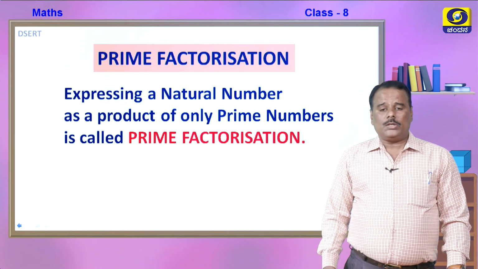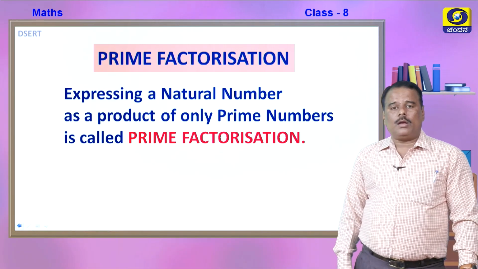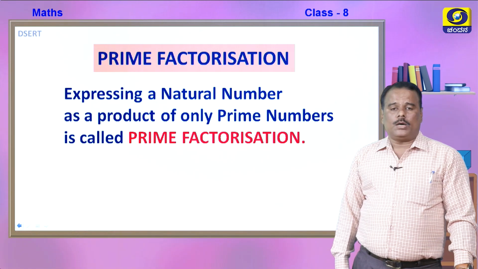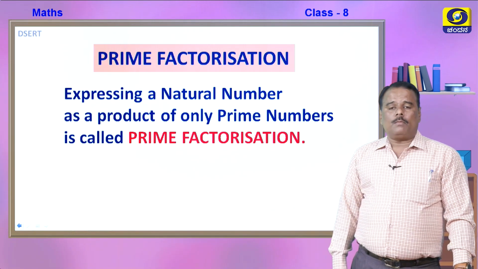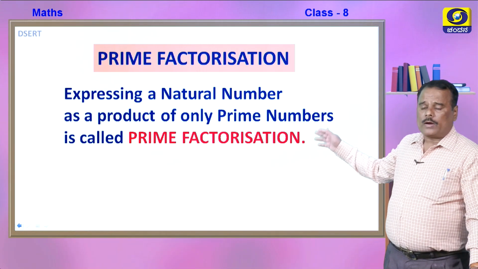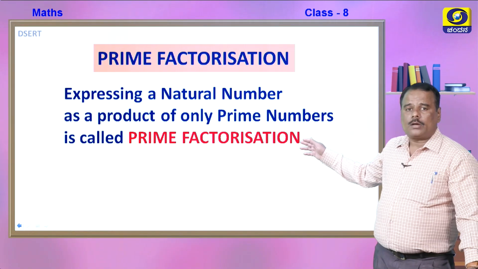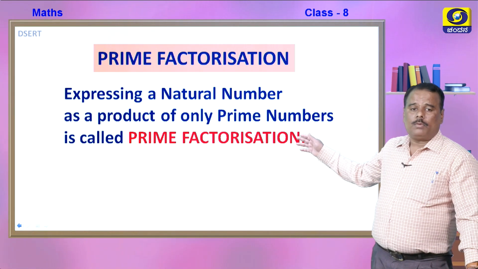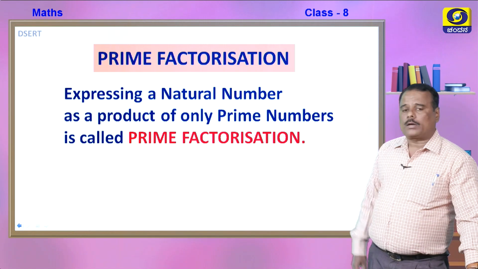So, then factorization. Factorization is nothing but expressing a given number as the product of two or more numbers. So, it is a factorization. Suppose a number is factorized in such a way that all the factors are prime numbers only, then that factorization is called prime factorization. So, expressing a natural number as a product of only prime numbers is called prime factorization.